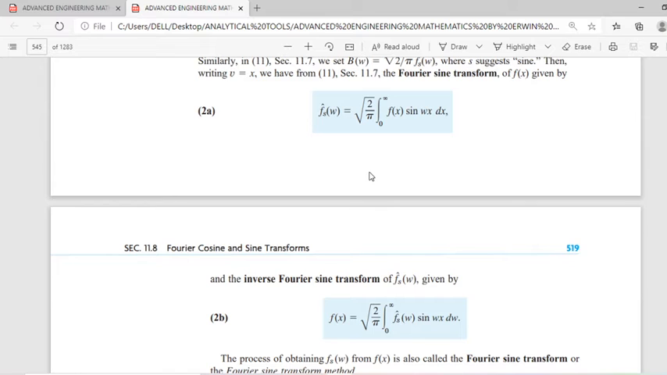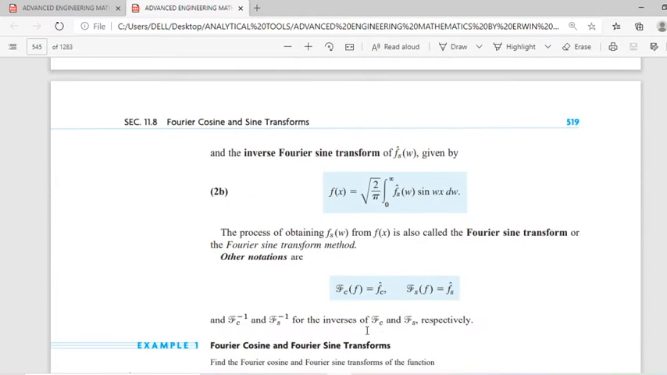The corresponding inverse sine transform, as in the previous Fourier cosine transform, we can write as f of x equal to root of 2 by pi integral 0 to infinity f s cap of w sin wx dw. Here s refers to sine. So this is the transform.